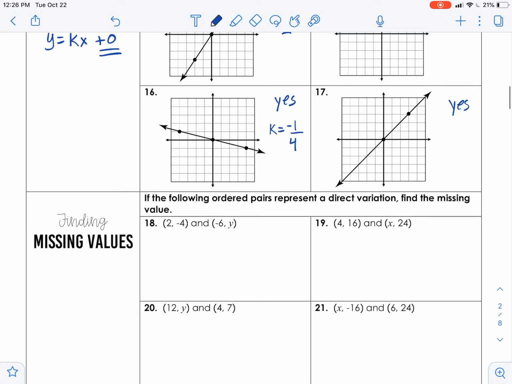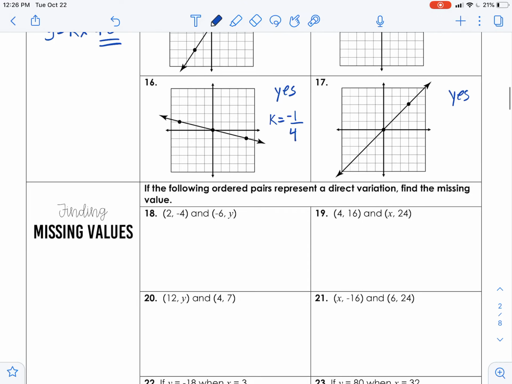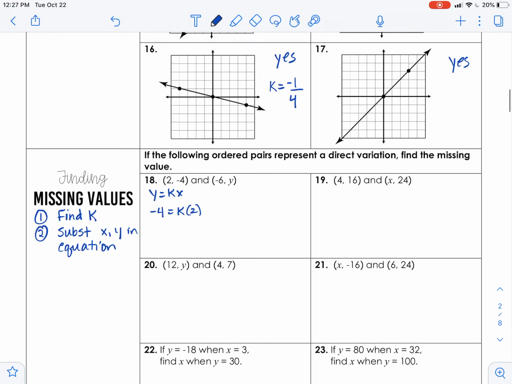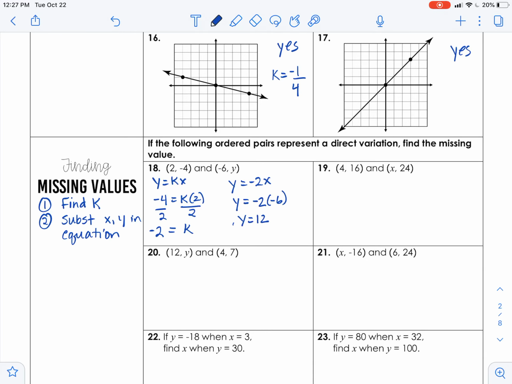Okay? So, if the following ordered pair represents a direct variation, find the missing value. What we're going to do is y equals kx. So step 1, we need to find k. To do that, we substitute x and y in the equation. So in this case, I'm going to put in the values, so k equals -2. So my equation here is y equals -2x. Now I need to find y. So I just go to my other equation and substitute in my x, so y is 12. Okay, so my answer would be 12.